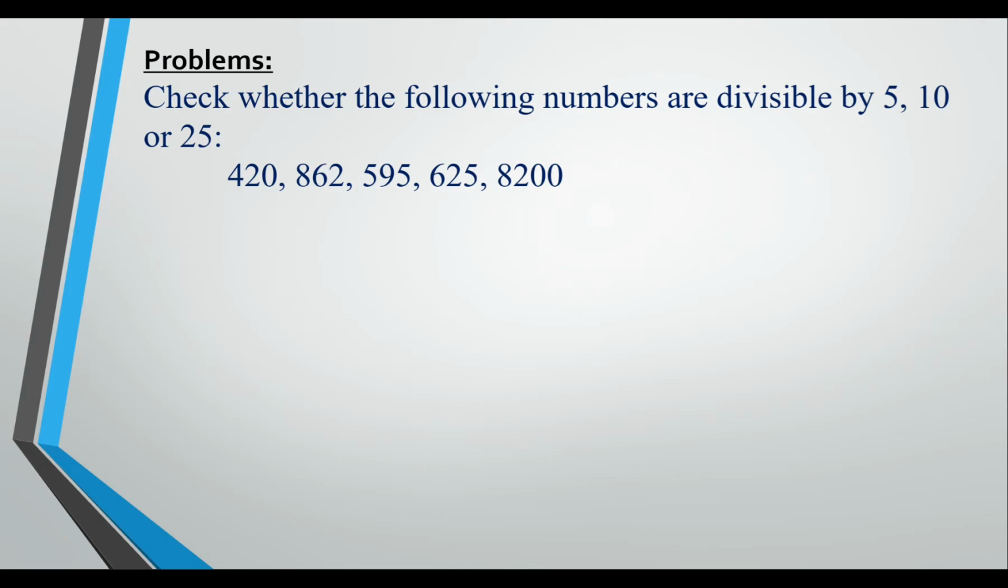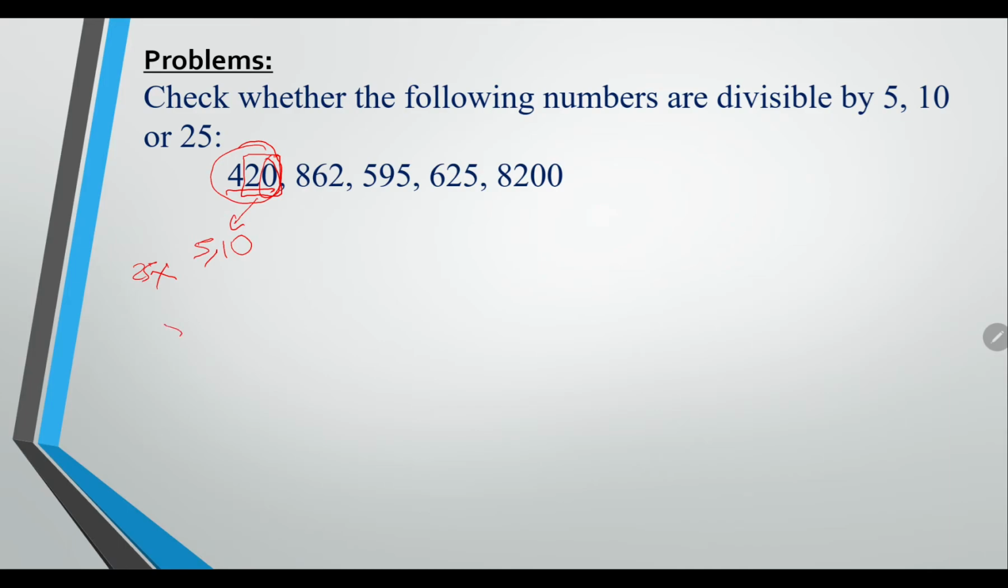Check whether the following numbers are divisible by 5, 10 or 25. Let's consider the first number, 420. Its unit digit is 0, so it is definitely divisible by 5 and 10. And next we have to check for 25. The last two digits, that is 20, is not divisible by 25, so therefore 420 is not divisible by 25.